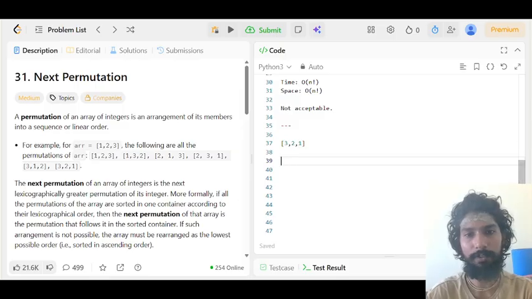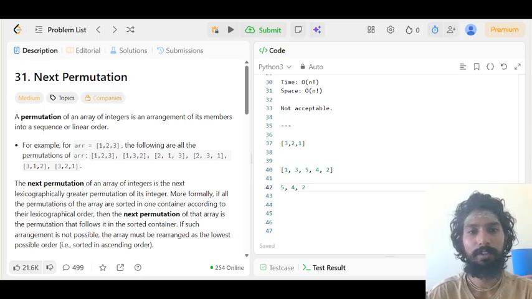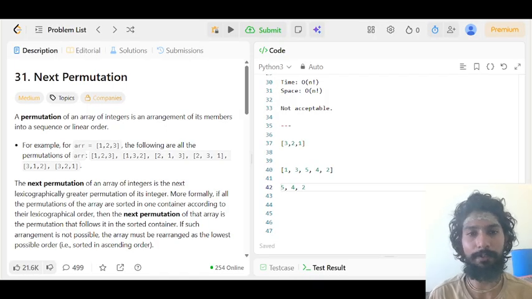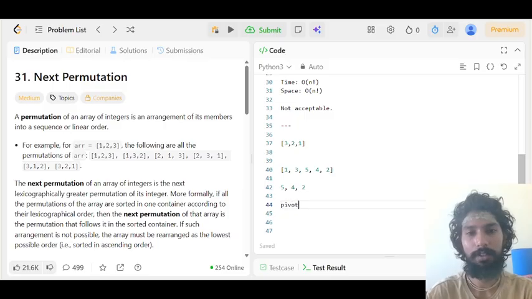For example, let's take this one: 1, 3, 5, 4, 2. From the right side, we see 5, 4 and 2. These are in decreasing order. So this suffix is already the largest possible suffix. So to get the next permutation, we need to change something just before this decreasing suffix. That number is called the pivot. So in this case, pivot equals 3.